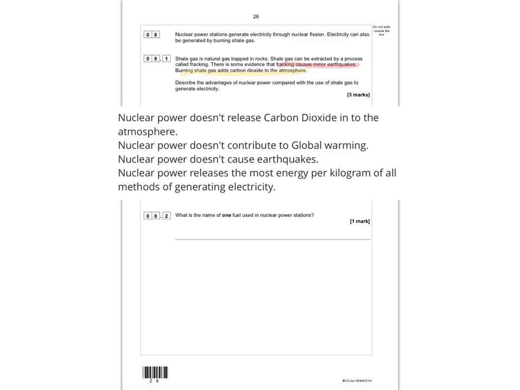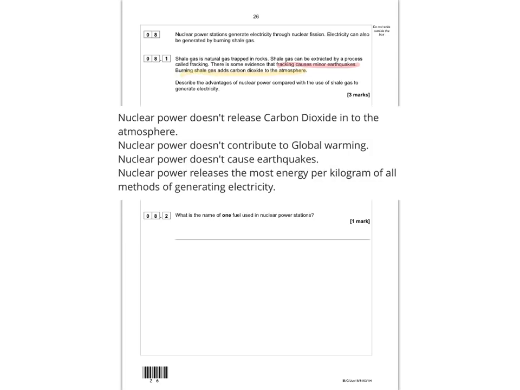This is the main advantage of nuclear power compared to other methods of generating electricity: it does not contribute to global warming because it doesn't release carbon dioxide. We've also got, that we read from the question, that nuclear power doesn't cause earthquakes unlike shale gas. And so those are the 3 marks that you should really be aiming for in this question.